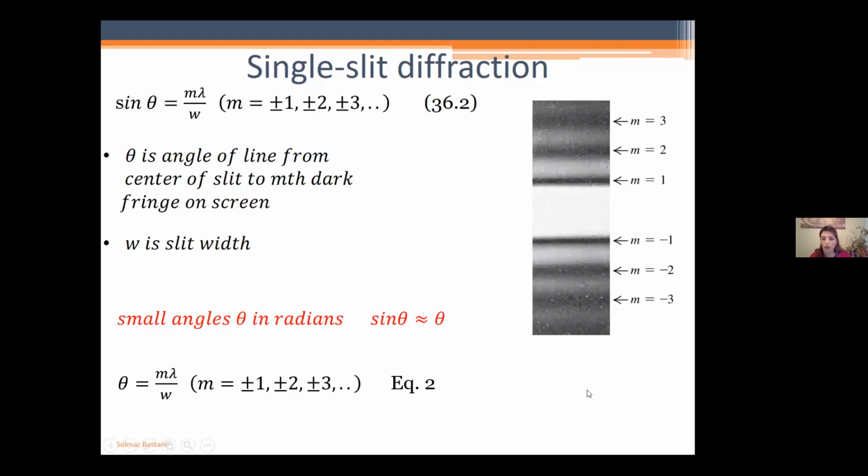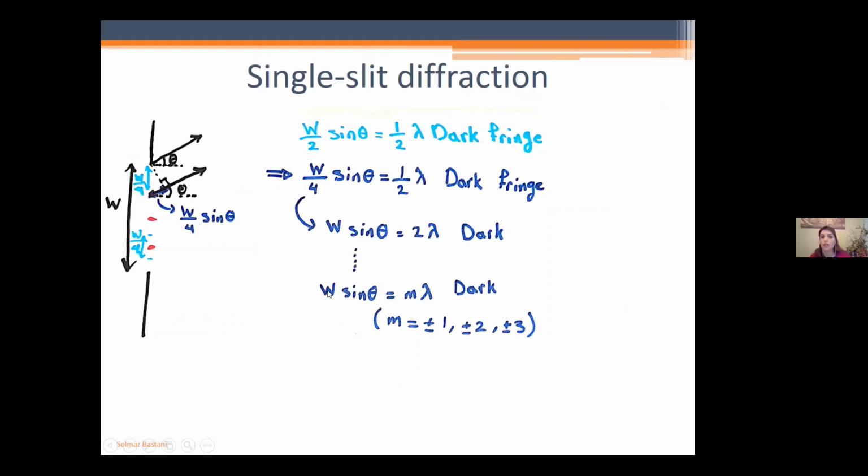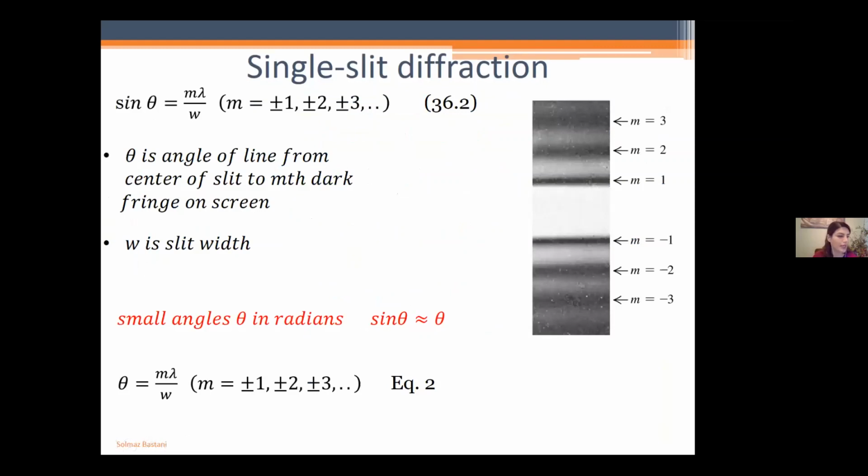So let me show you here. W sine theta equals M lambda. I can solve that for sine theta and write it as M lambda divided by W. This is equation 36(2) in your book. Theta is the angle of the line from the center of the slit. Imagine that the slit is here. So it is the angle between the center of the slit and the mth dark fringe on the screen, and W is the slit width.